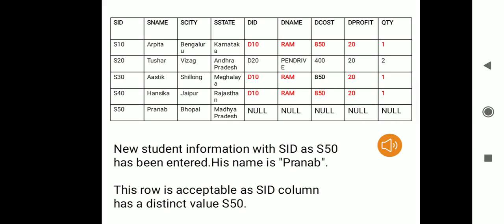Just consider the table in this slide. If a new student, say Pranav's data, needs to be entered, it can be entered very easily into the table by simply putting a new distinct entry of S50 in the primary key column SID and then filling up the remaining entries for SNAME, SCT, SState for that student Pranav having SID as S50, as can be seen in the table. The device information has been kept null for the student called Pranav, as this student did not purchase any device.